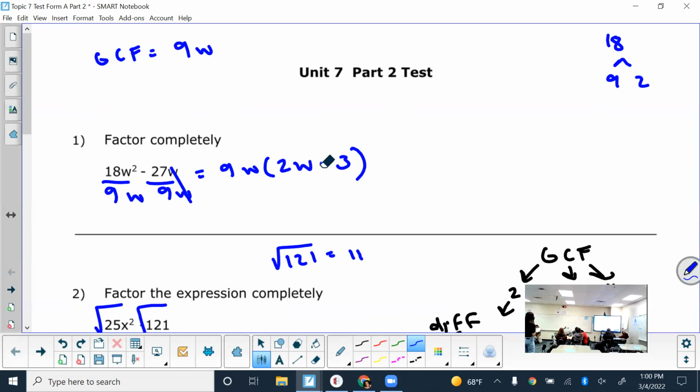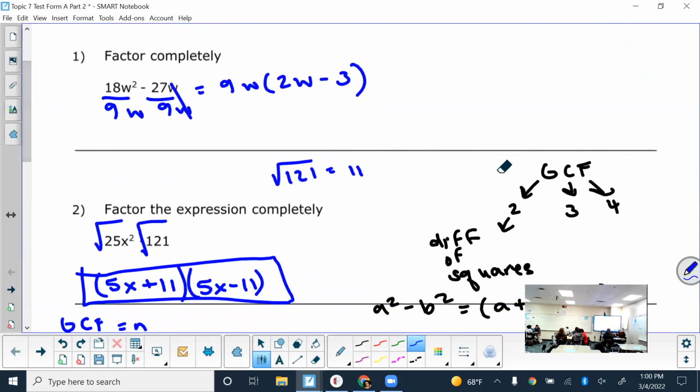Can the parentheses be factored further? Well, it's 2 terms. So if it's 2 terms, it has to be a difference of squares if we're going to factor. Would this be a difference of squares? There is a minus sign, but is 2W a perfect square? No. So can't factor using difference of squares, so then you're just done after the GCF. That's it.